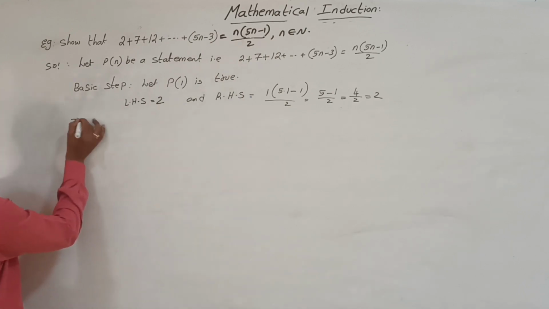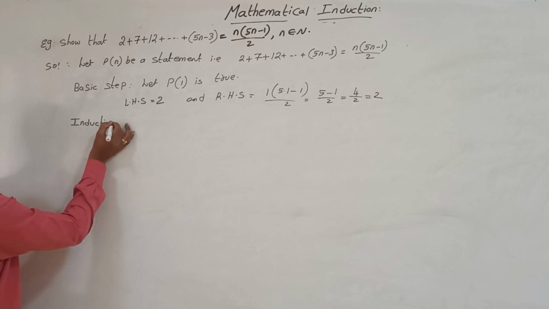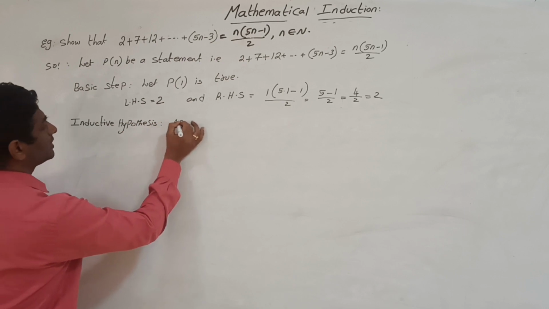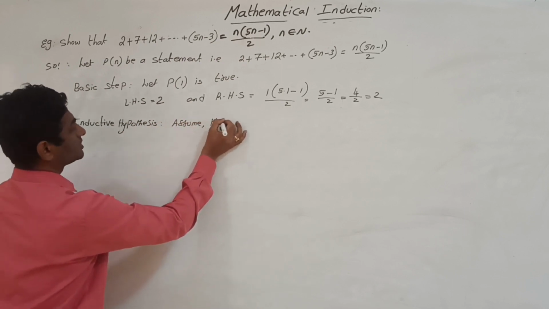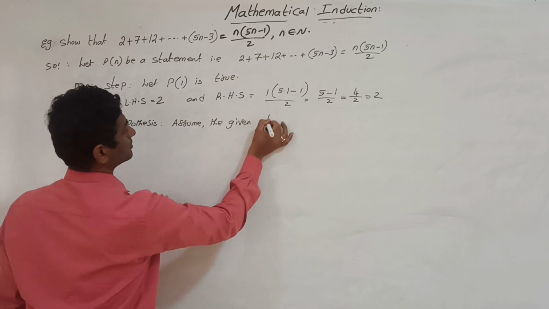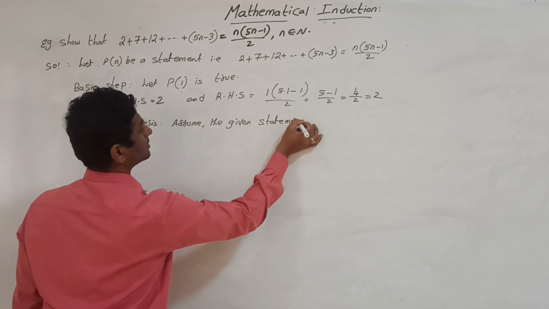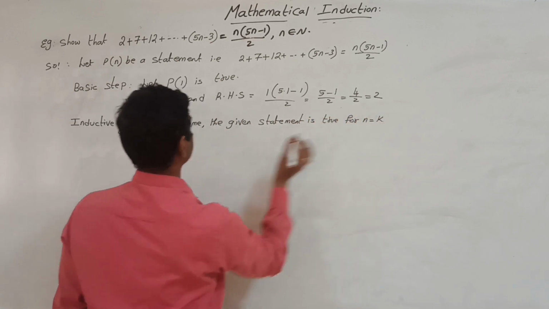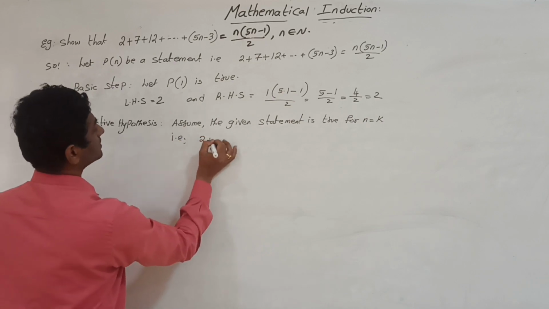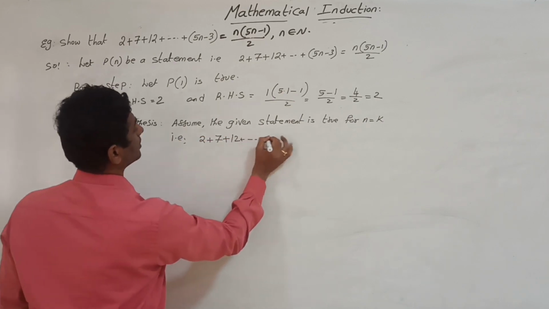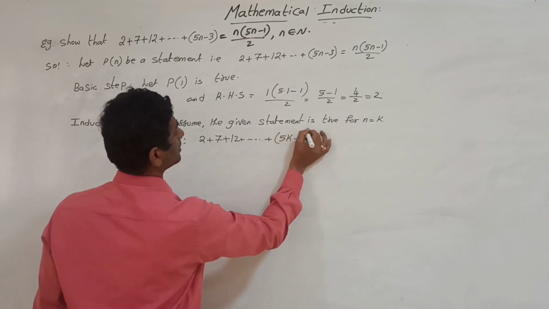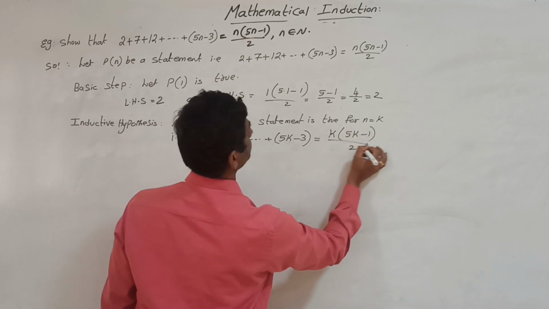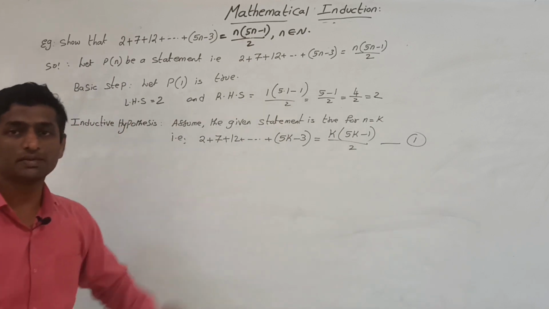Next, inductive hypothesis. So what are we assuming? Assume that the given statement is true for n equal to k, that is 2 plus 7 plus 12 plus so on plus 5k minus 3 is equal to k into 5k minus 1 by 2. That is our equation 1. So that is our hypothesis.